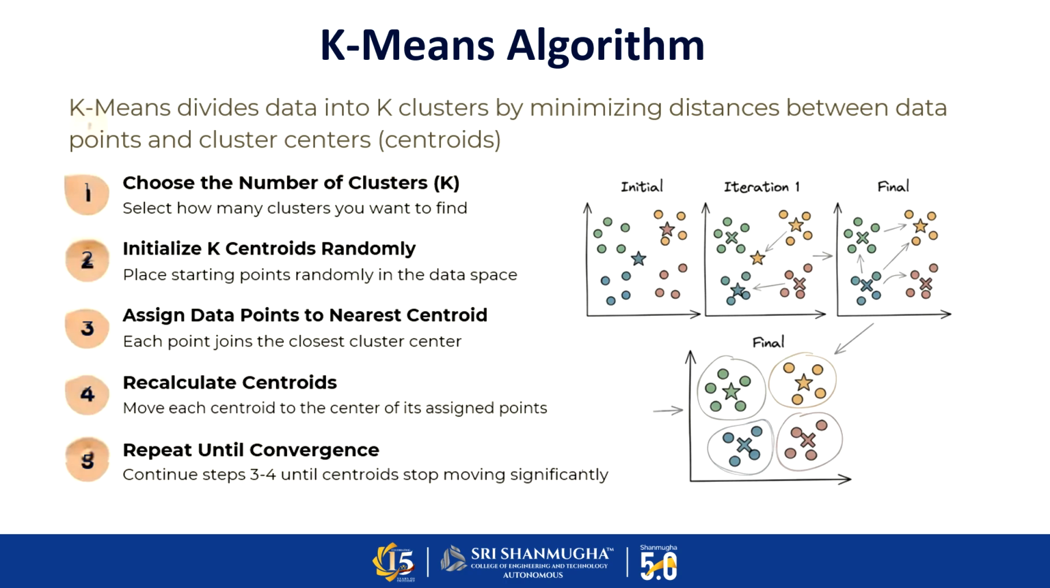Okay. Then step 3. Assign data points to the nearest centroid. For each data point, calculate its distance to every centroid. Assign it to the cluster of the nearest centroid. Distance is typically measured using Euclidean distance. D equals the root of (x2 minus x1) whole square plus (y2 minus y1) whole square. Okay, so you can pronounce it as Euclidean or Euclidean. So it depends.